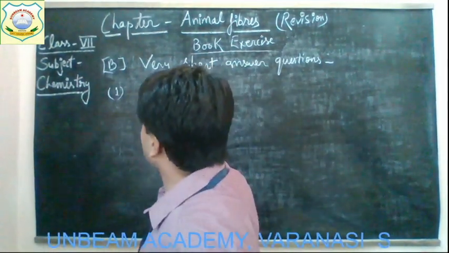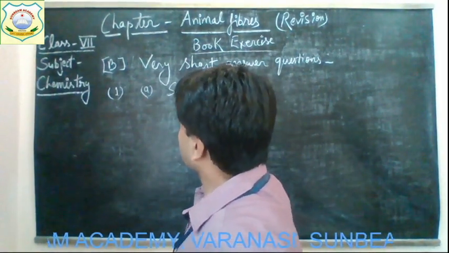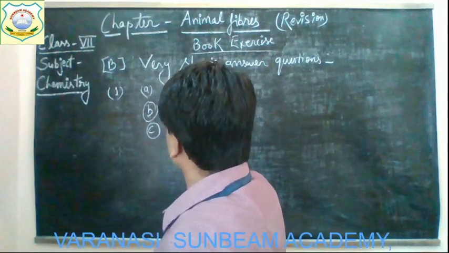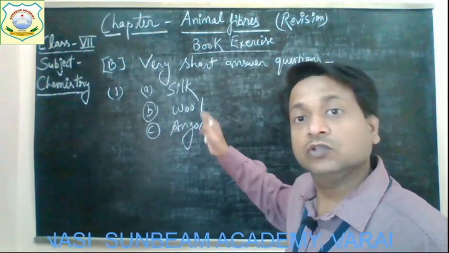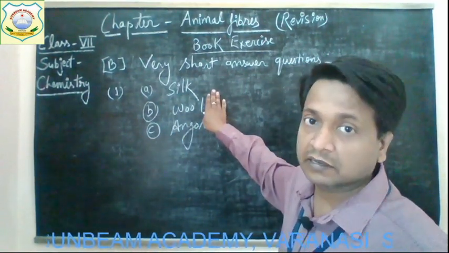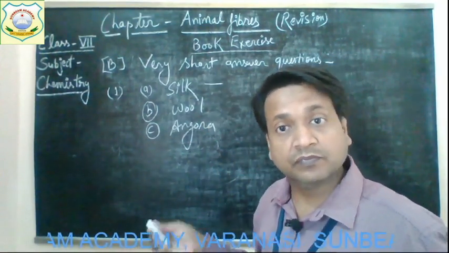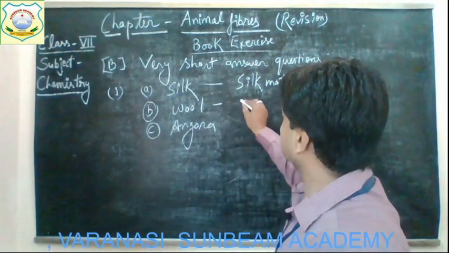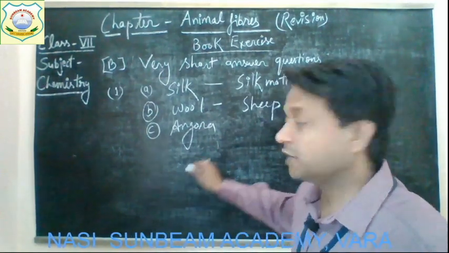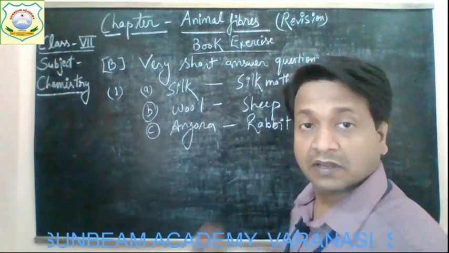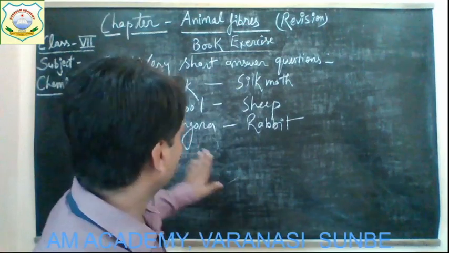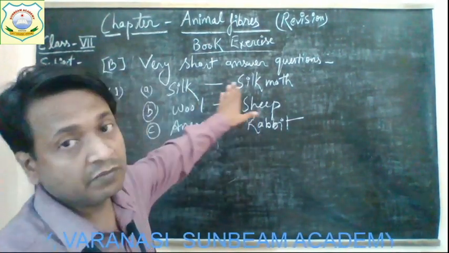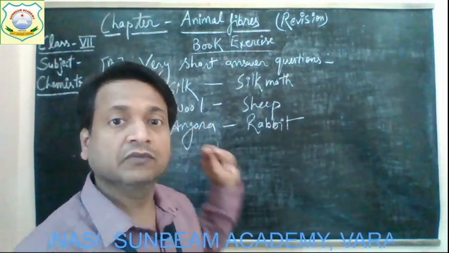The first is given as silk. Second is given as wool, and the third one is given as angora. So children, these three are fibers. You have to write the name of the source from which they are obtained. So silk is obtained from the silk moth. Wool is obtained from sheep, and angora is obtained from rabbit, and the name of that rabbit is angora rabbit. So the angora fiber is obtained from the angora rabbit, wool is obtained from different varieties of sheep, and silk is obtained from the silk moth.